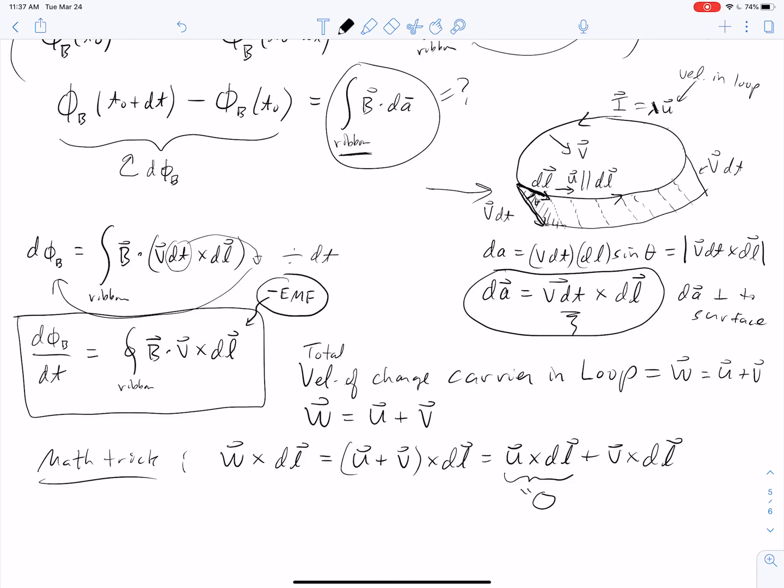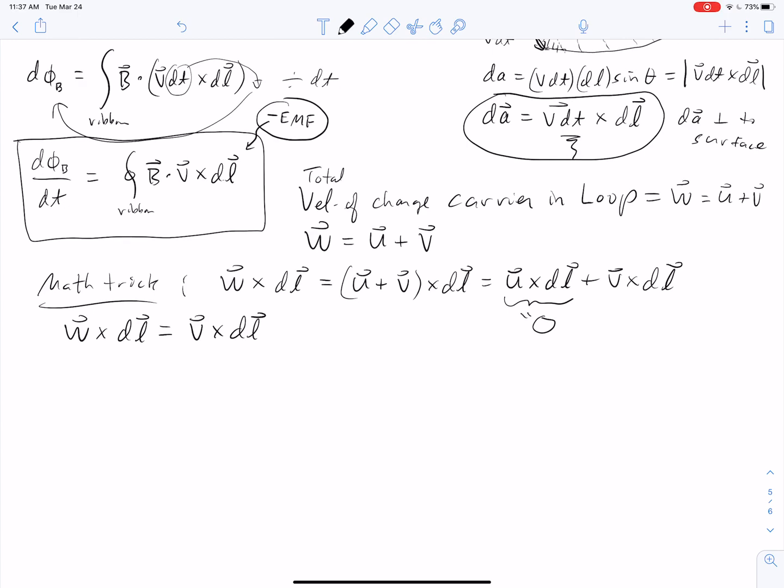And so that allows me to derive this seemingly trivial relationship, which is actually useful for this derivation, which is w cross dl is equal to v cross dl. Now, why is that useful? Well, this is why, because let's plug this into this equation up here. I'm going to plug it into here.